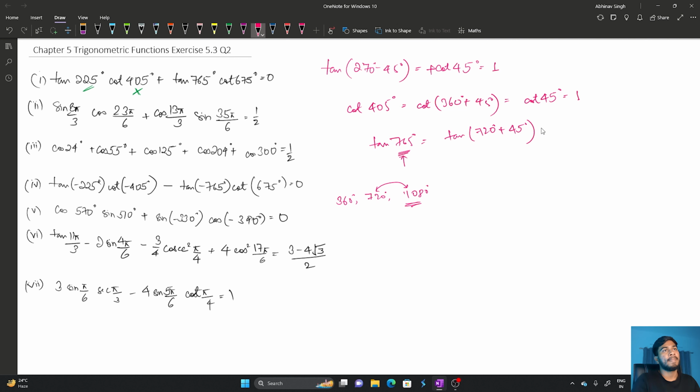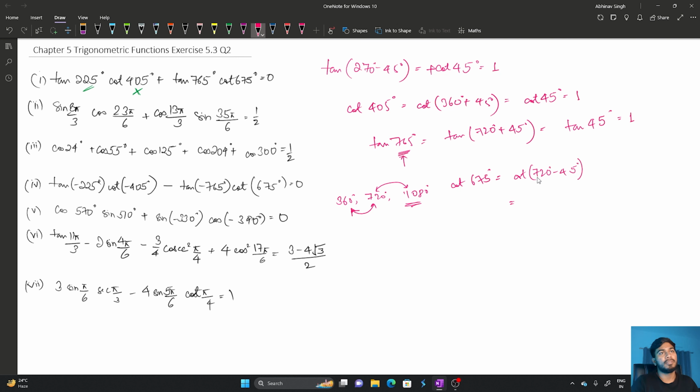Now since 720 is a multiple of 2 pi, anything 2 pi plus theta will be the same, like tan 45 degree, and tan 45 degree is 1. Now cot 675 degree. Now 675 degree, you see, lies between 360 degree and 720 degree. So you can write either 360 plus something or 720 minus something. So I will write it as cot of 720 degree minus 45 degree.